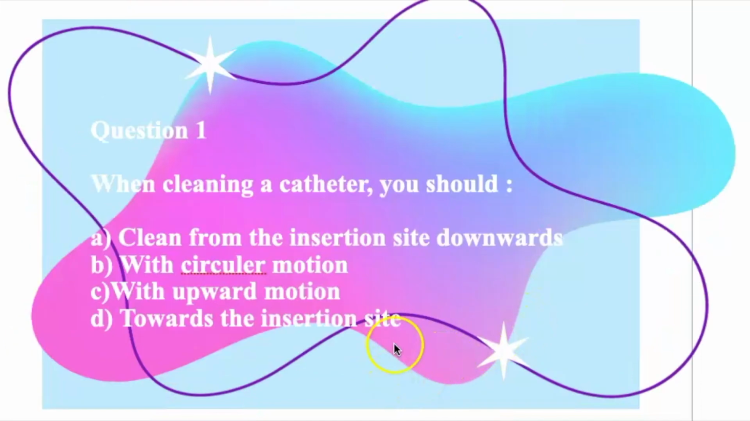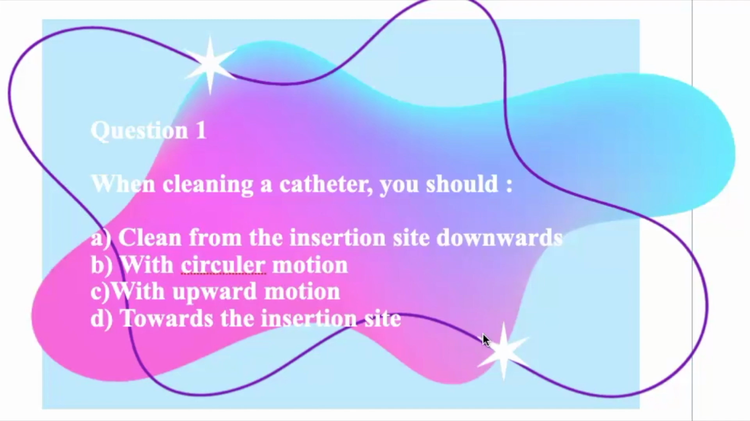So we have the first question here, and this question states that when cleaning a catheter, you should clean from the insertion side downwards, with a circular motion, or with an upward motion towards the insertion site. When we were doing the skill about catheter care, I showed the student how to hold the insertion site and clean downwards, 4 inches downwards.